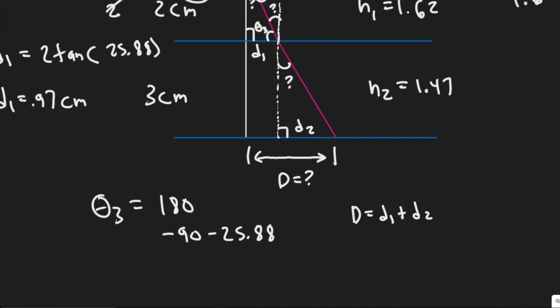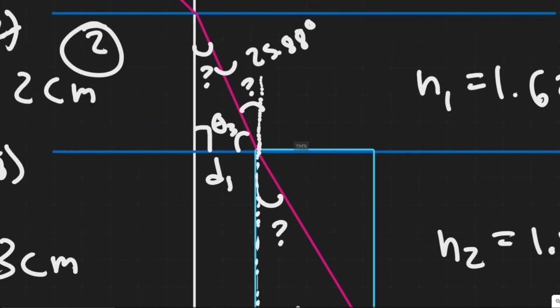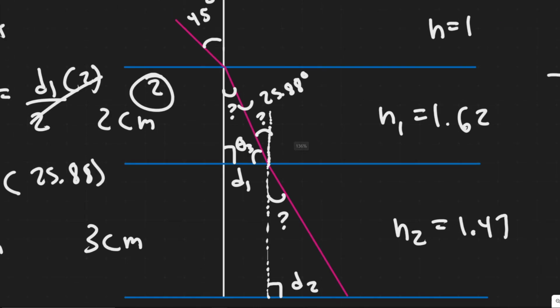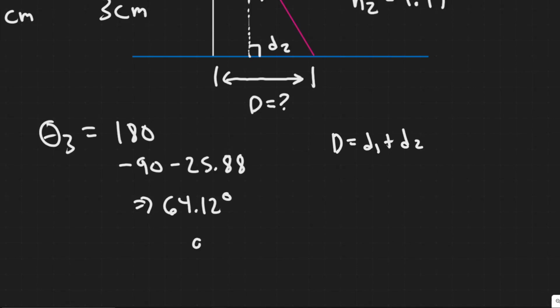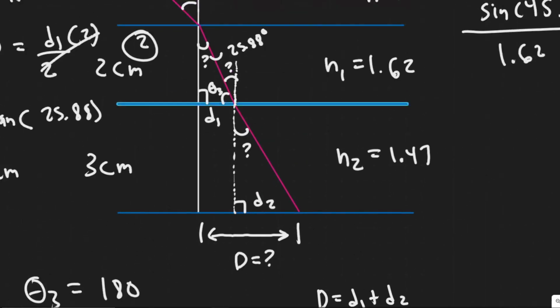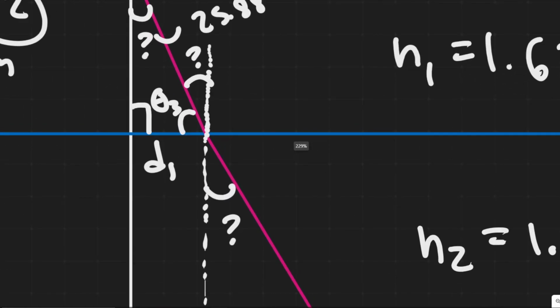So 180 minus 90 minus 25.88 equals 64.12 degrees. So if that angle is 64.12 degrees, I know this angle plus the angle we're looking for adds up to 90. So if I do 90 minus this angle, it'll give me that angle. And you'll see here, if you do 90 minus this, you're just going to get the same value of our angle here. So these two angles are actually the exact same.